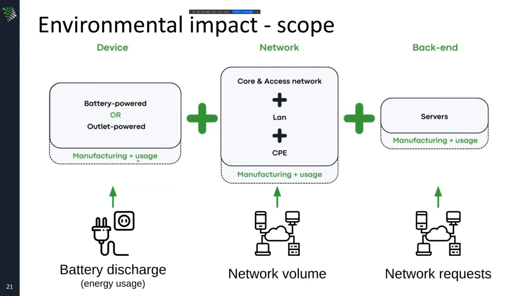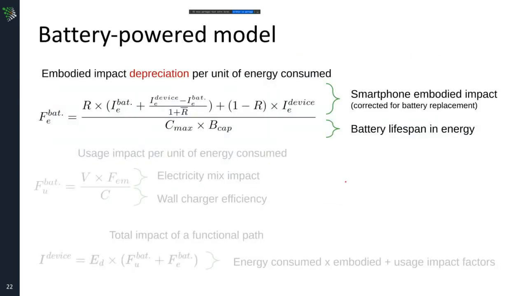So if we look into the details of the formulas, I will just gloss over that. For each step, we have a formula to define a depreciation of the manufacturing. So basically, we estimate the impact of manufacturing the hardware, and we estimate the lifespan of the hardware. And by dividing the manufacturing by the lifespan, this gives us an impact factor for a given unit.